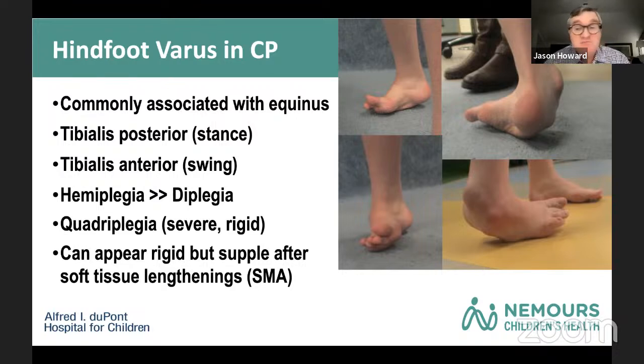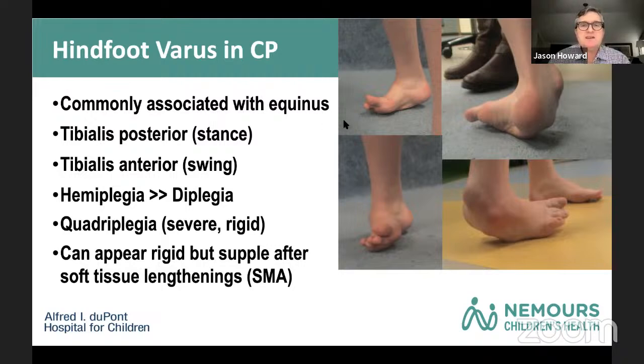When they are in their early teens. So be careful about making that natural history worse. They can appear rigid, but are often supple after soft tissue lengthenings for kids who have neuromuscular conditions like spinal muscular atrophy, for example. Those deformities can really feel rigid. You release the soft tissues and they're actually quite supple.